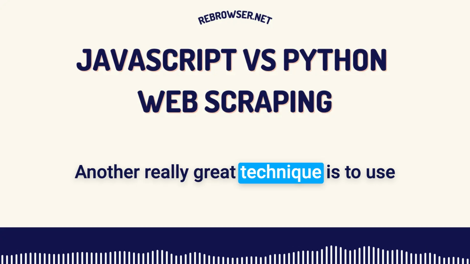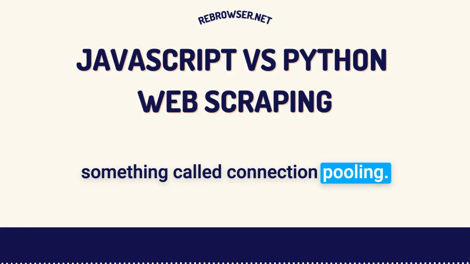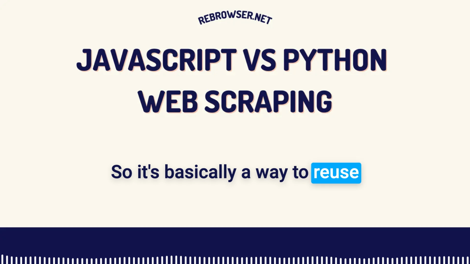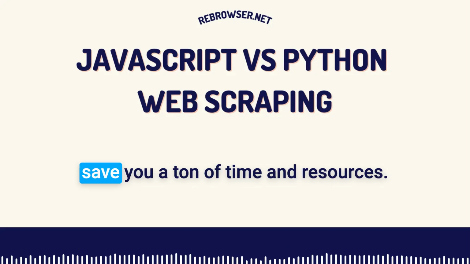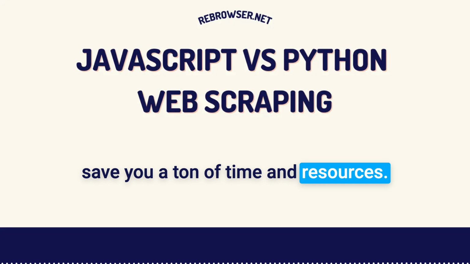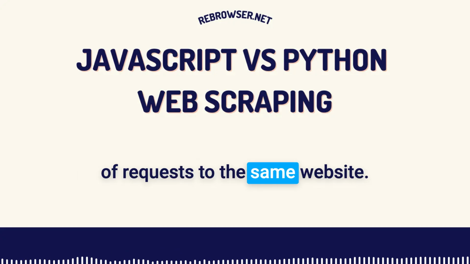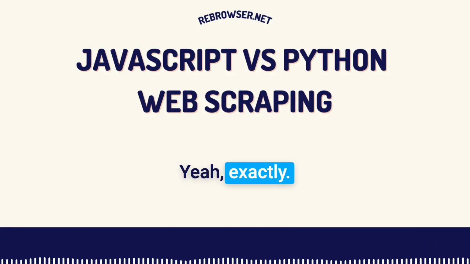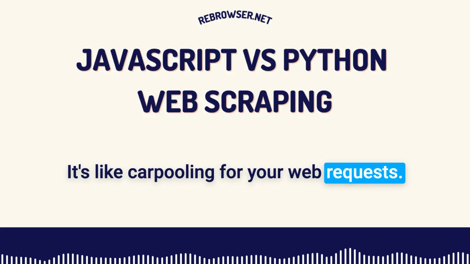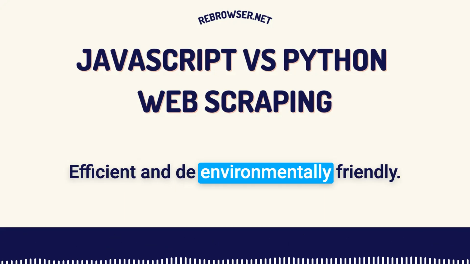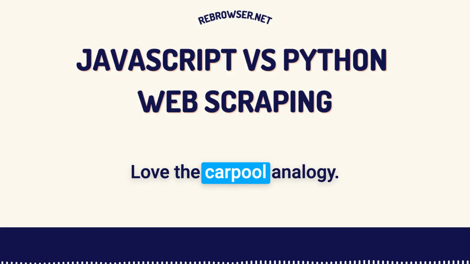Another really great technique is to use something called connection pooling. So it's basically a way to reuse connections to a server, which can save you a ton of time and resources, especially if you're making lots of requests to the same website. So less overhead. Yeah, exactly. It's like carpooling for your web requests. Yeah. Efficient and environmentally friendly. Nice. Love the carpool analogy.